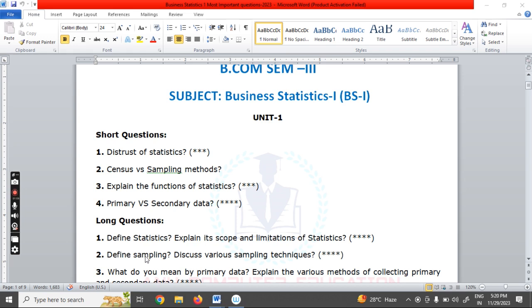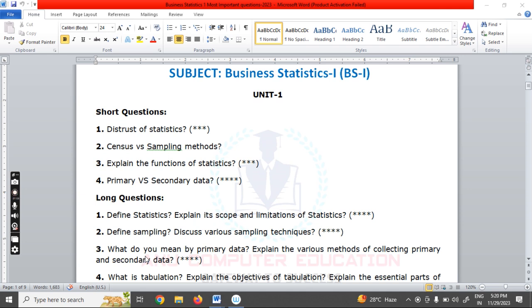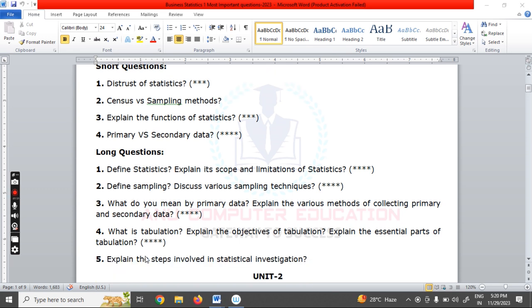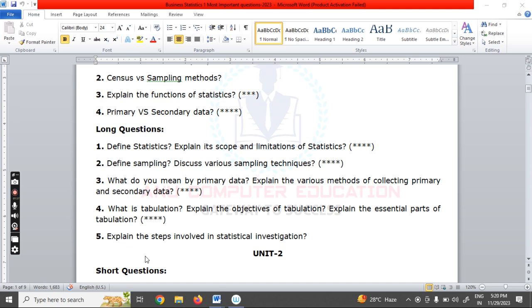Define sampling and discuss various sampling techniques, and explain the various methods of collecting primary data and secondary data. And tabulation: explain the objectives of tabulation, the essential parts of tabulation, and the steps involved in statistical investigation. These are very important questions from Unit 1. Definitely you will get one short and one long question from this.